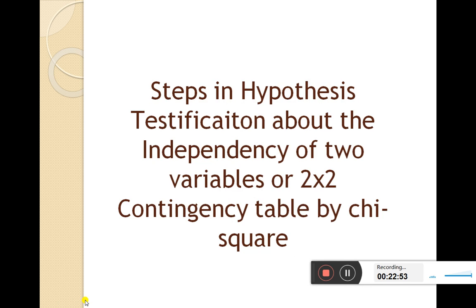Now students, we are going to start the next topic, that is the 2 cross 2 contingency table. Sometimes in some books it is known as the 2 cross 2 contingency table, and in other books it has the name independency of two variables. It means here we will make a hypothesis through chi distribution about two categorical variables, that either these variables are dependent or independent. And second, it is known as the 2 cross 2 contingency table. Why is it called that?